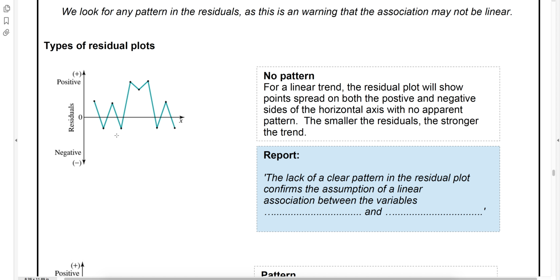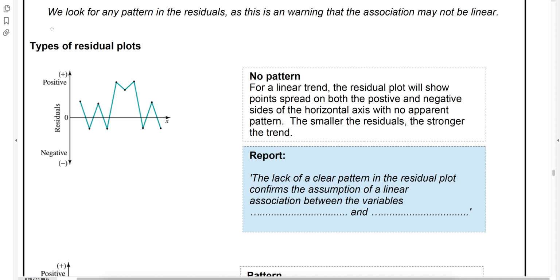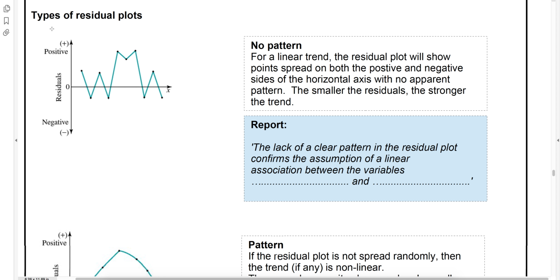So notice this one here. We've got some positives, we've got some negatives, we've got some pretty far from the line, we've got some pretty close from the line. This is what we want. If we are assuming that it's linear, we want to see a residual plot with no pattern. So what we say when we see a random scatter of dots on the residual plot is the following sentence. Our little report. The lack of a clear pattern in the residual plot confirms the assumption of a linear association between the variables, and then you can insert them into the blank spaces there.